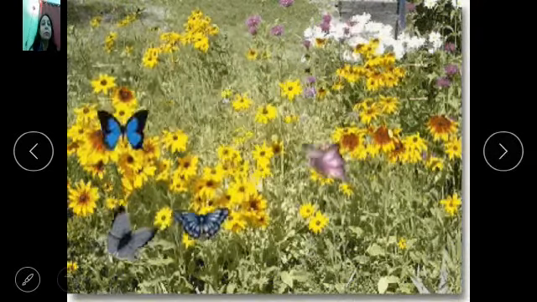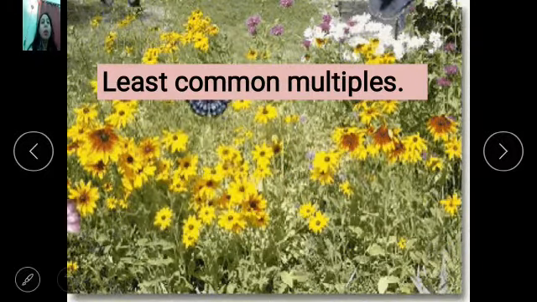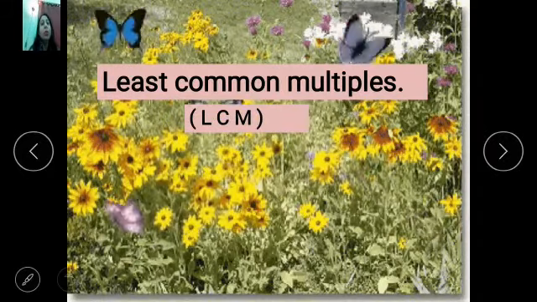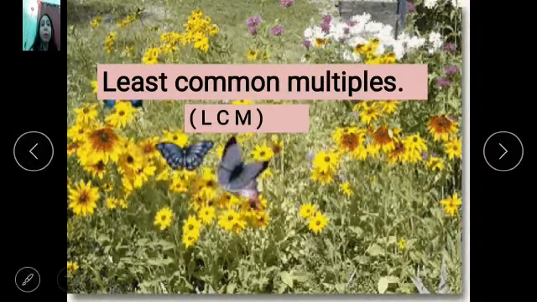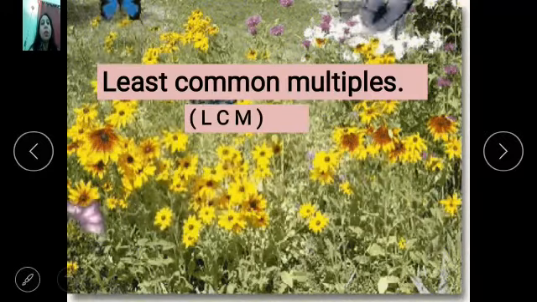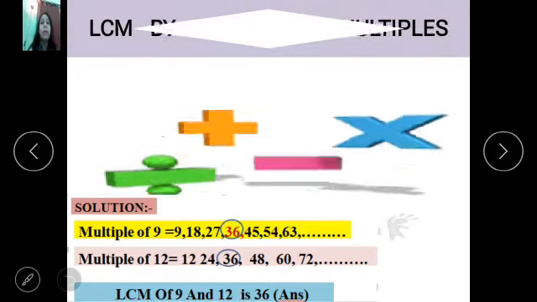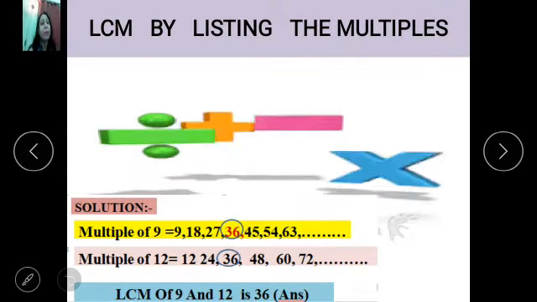Hello children, today I am going to explain LCM, least common multiples. In short form, that one is LCM. To calculate or take out the LCM of any numbers, you just follow some methods. The first method is LCM by listing the multiples.